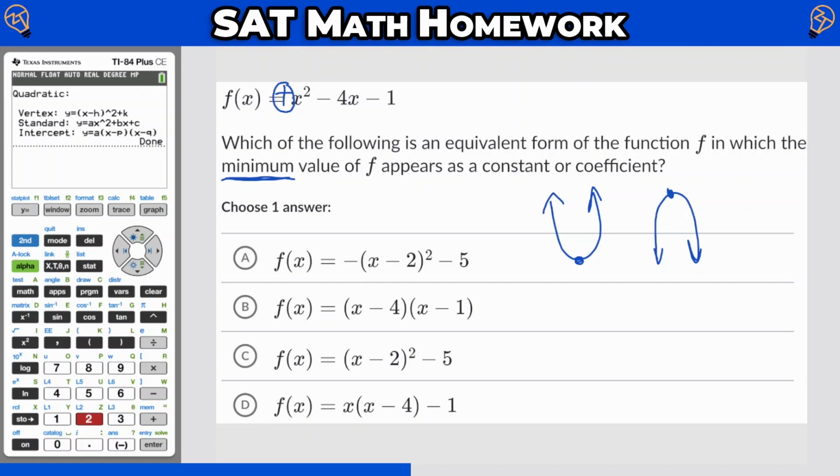Now, what I notice in the options here is the only ones that have it in vertex form are really options A and C. So I could eliminate B and D right away. And I also notice that option A has a leading coefficient that's negative, whereas C is positive. So just by process of elimination, I get the answer is C.